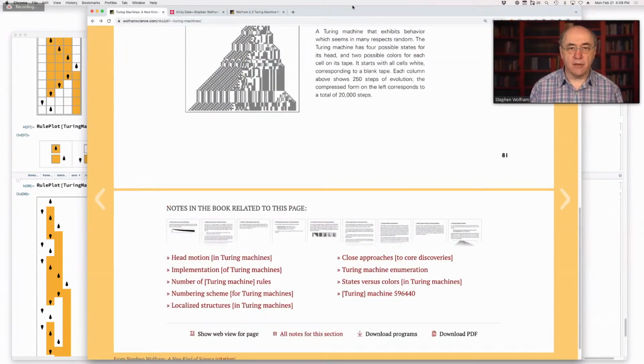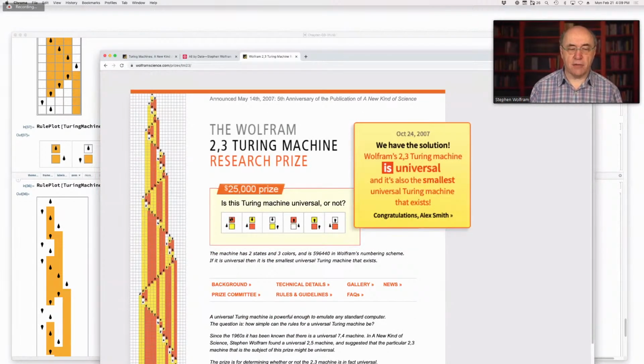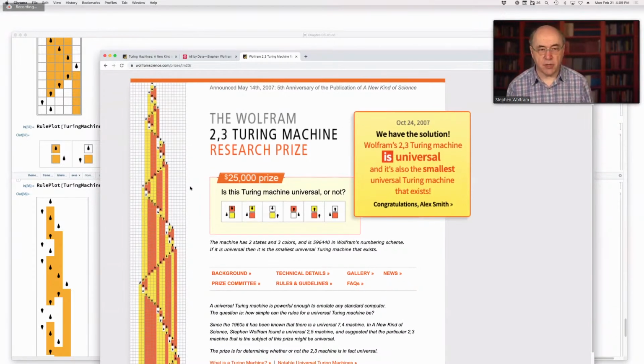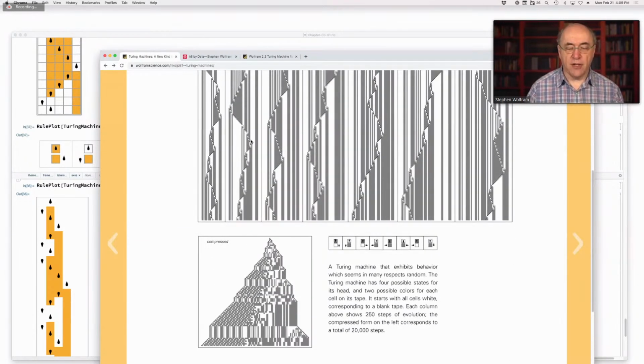And later in the book, I wondered about this 2-3 Turing machine, two-state, 3-color. This was the simplest one that produced very complicated behavior just from a blank tape. And it turns out that, sure enough, this one was proved in 2007 to be computation universal. So even though it's one of the very simplest possible Turing machines, the simplest one that doesn't show obviously simple behavior, it turns out to be computation universal. And that's a big piece of evidence for my principle of computational equivalence.